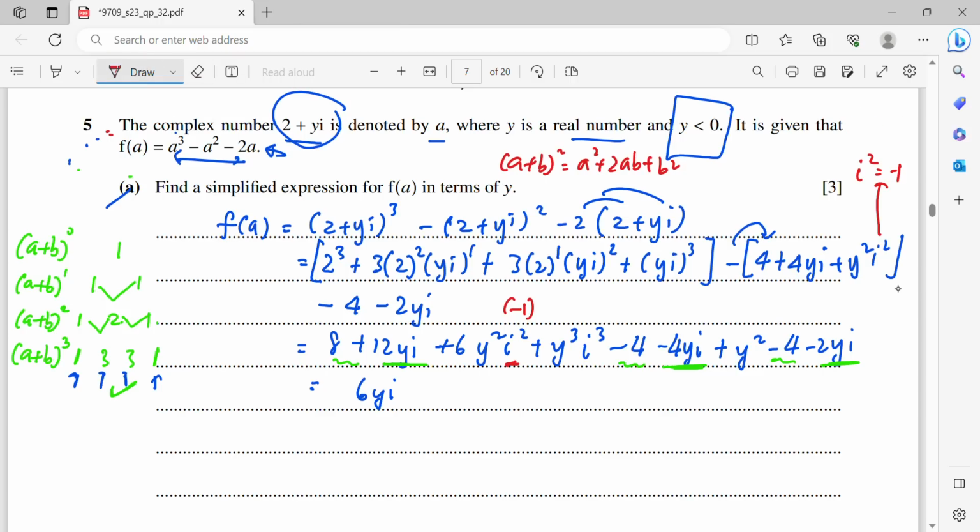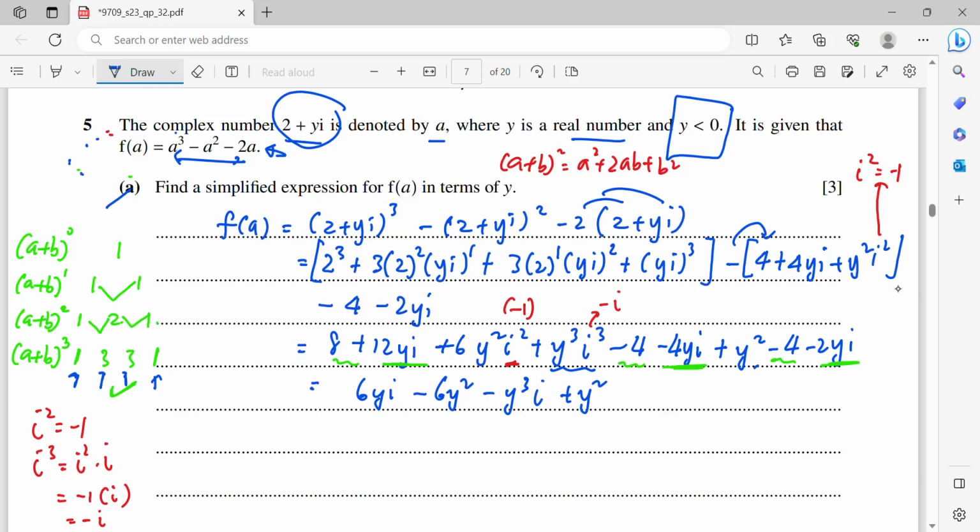So then you are getting i squared equals minus 1. i cubed is going to be i squared times i. That means it's minus 1 times i, then I will get minus i. So this i cubed I will change to minus i. Then now I will be getting 6y squared times minus 1 is minus 6y squared. Then i cubed will be minus i, so this term will be minus y cubed i. Then left the plus y squared here.